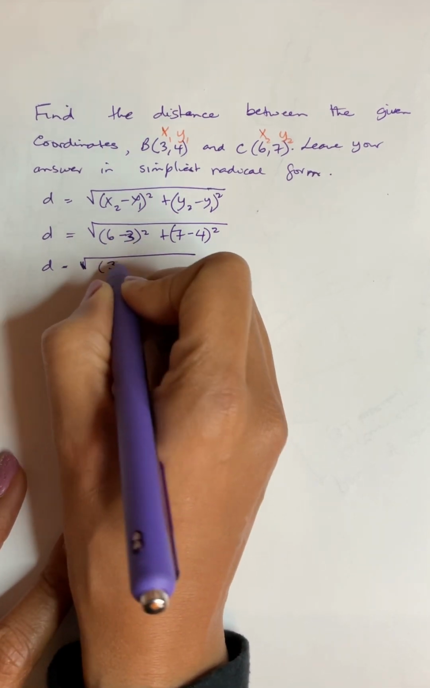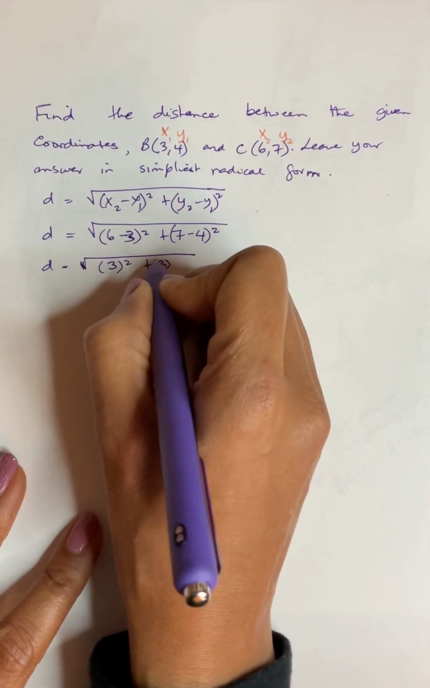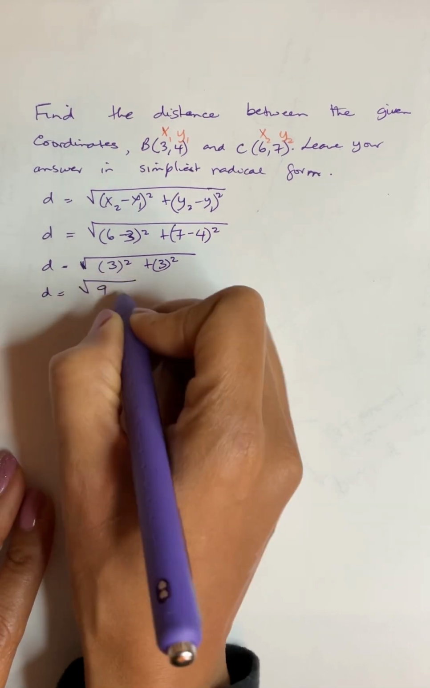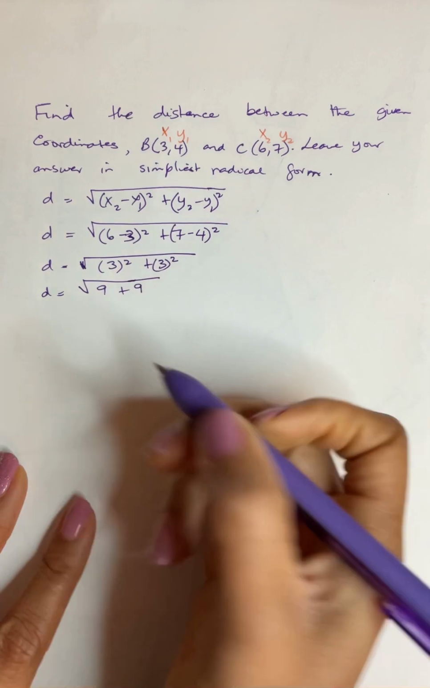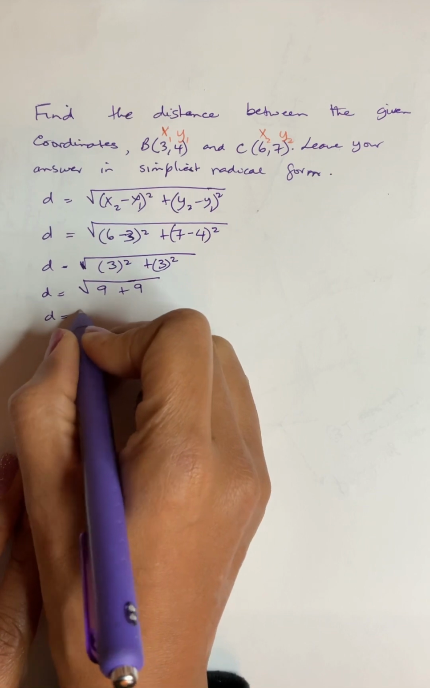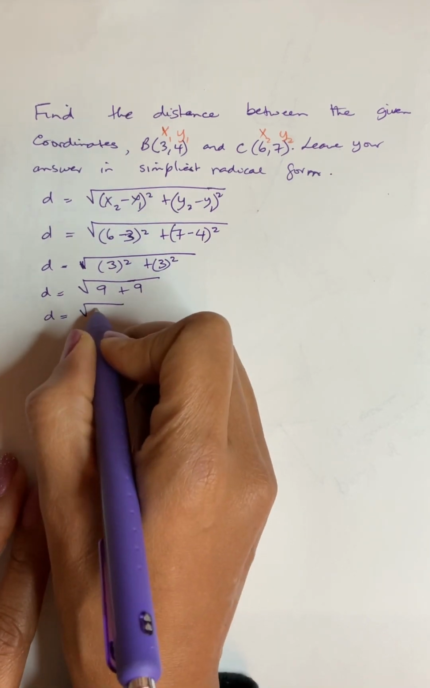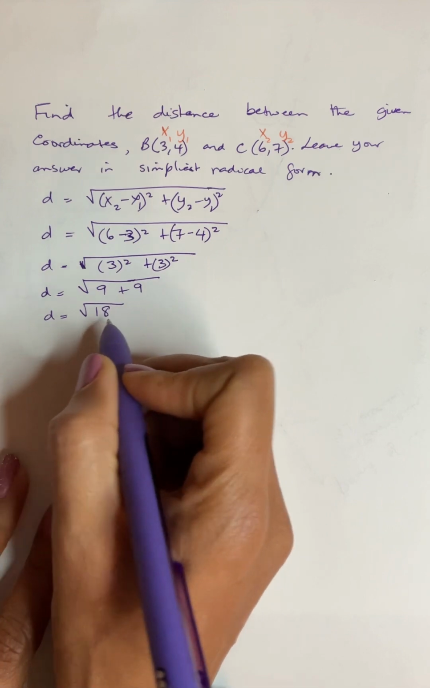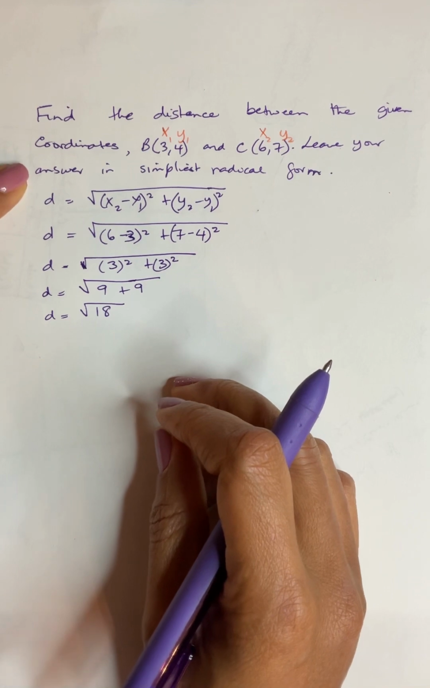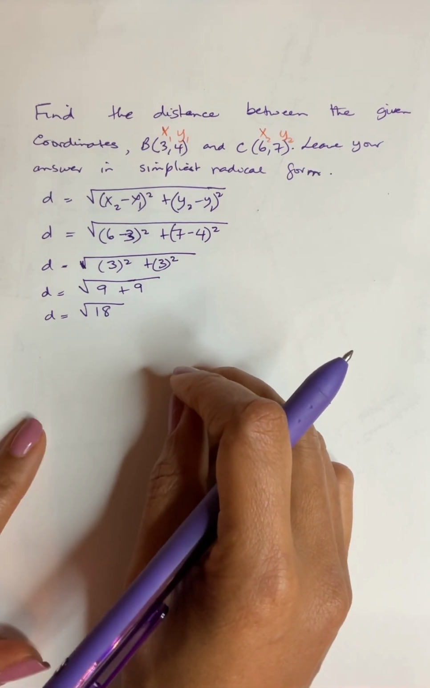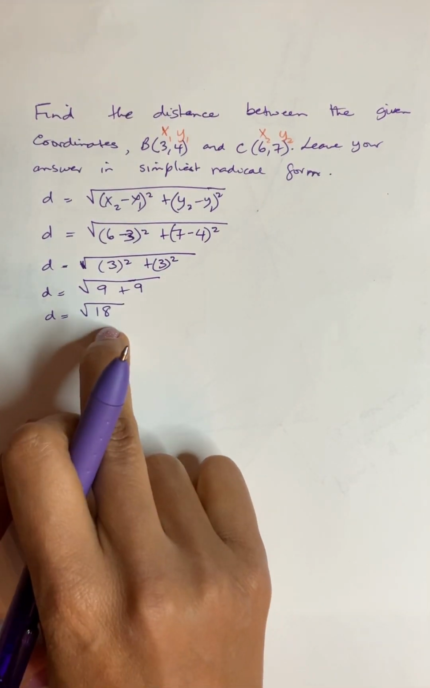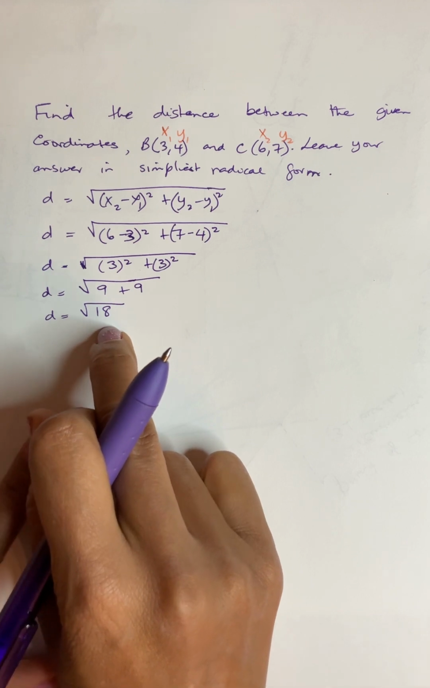So this would be 3 to the second power plus 3 to the second power. So D would be radical 9 plus 9. So you have to raise the 3 to the second power there, and then you have to add these two. You get 18. So D is equal to radical 18. But it's stated that you should leave your answer in simplest radical form. So we have to apply some prior knowledge where you have to simplify this, find two factors of 18 such that one is a perfect square, one is a non-perfect square.